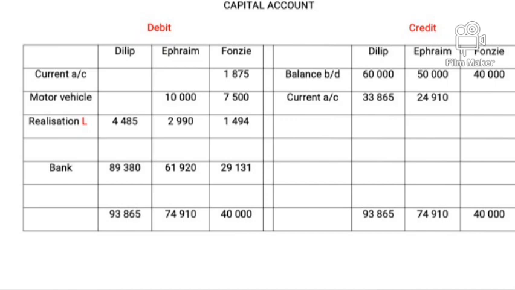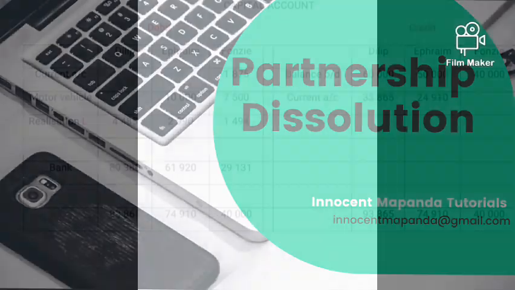Right. So this is how you prepare the capital account. And from the look of things, you can notice that it was a favorable situation for all the partners. They were receiving from the partnership what is due to them. We want to move on to the last segment of today's lesson, which is the bank account. So I want you to stay tuned.